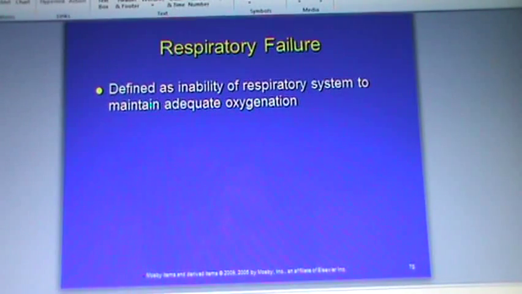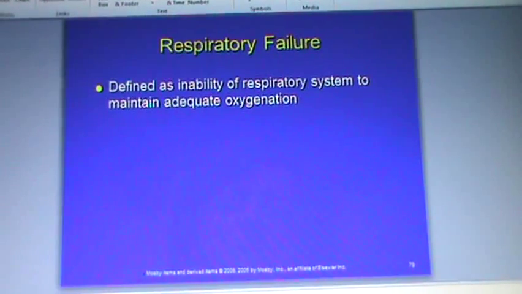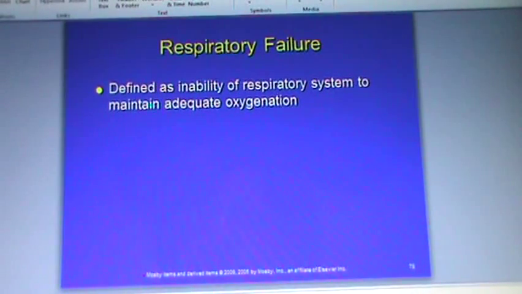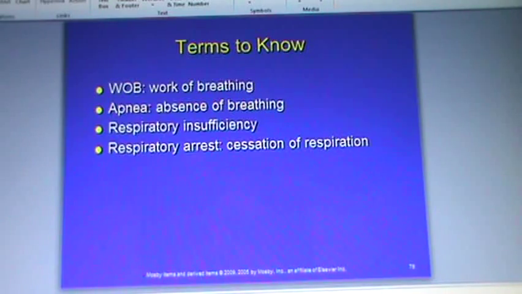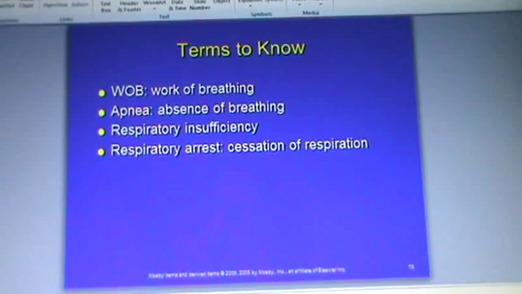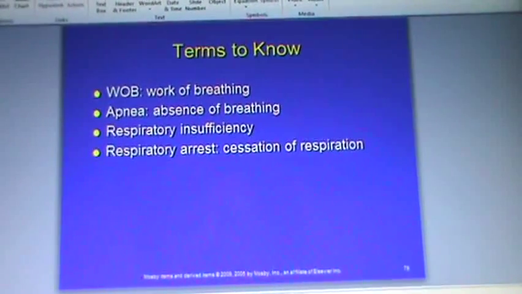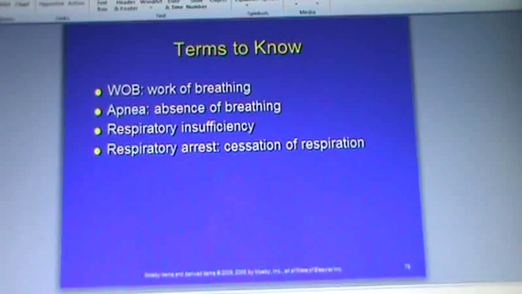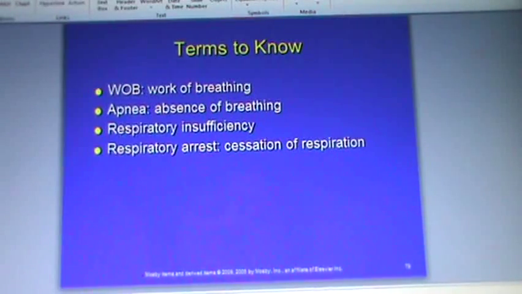Respiratory failure is defined as inability of the respiratory system to maintain adequate oxygenation. This respiratory failure is the reason I put the CPR for the infant and child in there. Any child with any chronic respiratory problem could go into respiratory failure. Terms to know: work of breathing; apnea, which is the absence of breathing; respiratory insufficiency; and respiratory arrest, which is a cessation of your respiratory system to work.